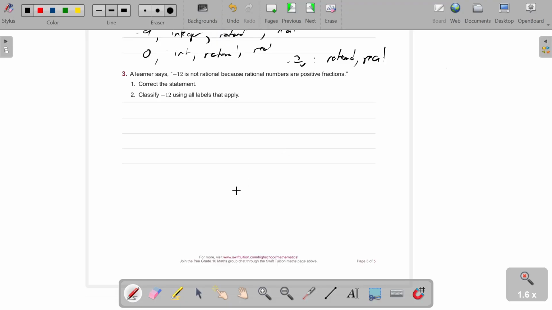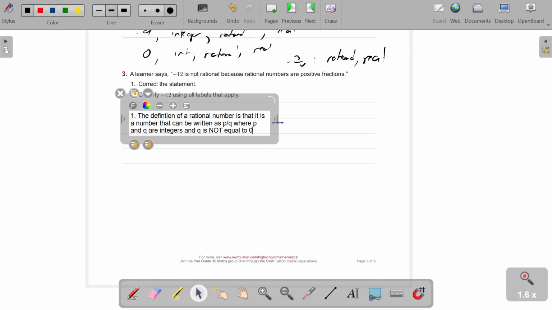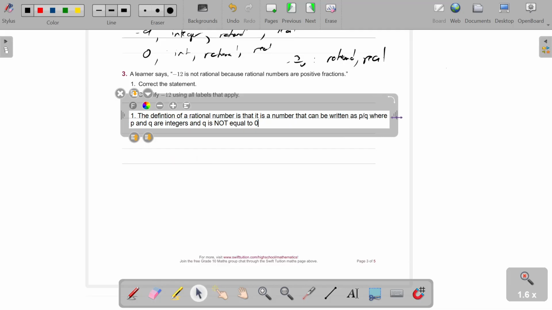All right. What is the definition of a rational number? Remember, the definition of a rational number is that it is a number that can be written as P over Q, where P and Q are integers and Q is not equal to 0. That's all it means for a number to be a rational number. As long as it fits this definition, it's going to be a rational number.